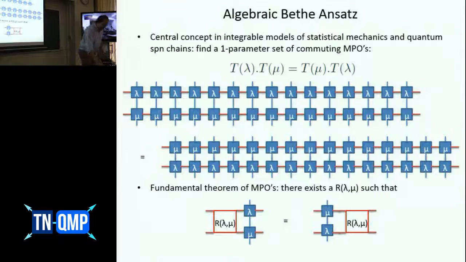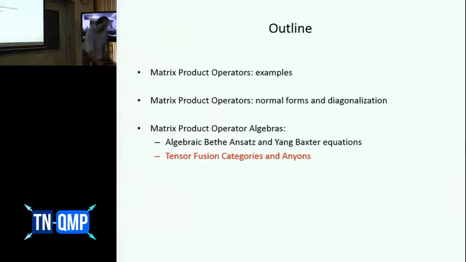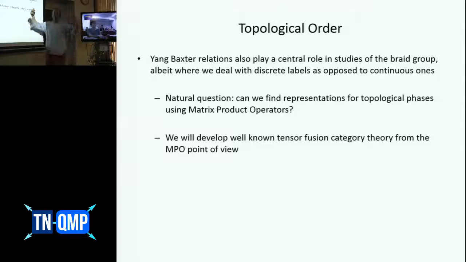In some sense, there's a limiting case in which you can get rid of these parameters lambda and mu, these spectral parameters. And this is exactly the limit in which you get all these integrable models. So what we will do is construct algebras of matrix product operators that will characterize the topological features of your theory.